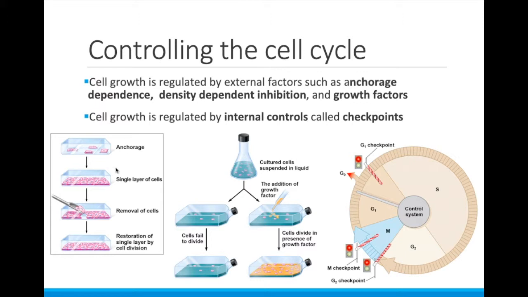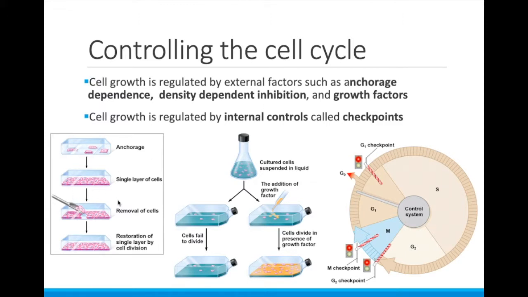Let's start with anchorage dependence. In the image on the left, you can see a petri dish where the scientists put a couple of cells on the petri dish. Because these cells are anchored to the bottom of the petri dish, they are going to grow. Same thing with the cells in the center. The cells in the center all are anchored. This is usually a requirement. That's why most of the cells in our body are attached to other things. Cells that don't require being anchored are usually called cancer cells, and they're growing unchecked.